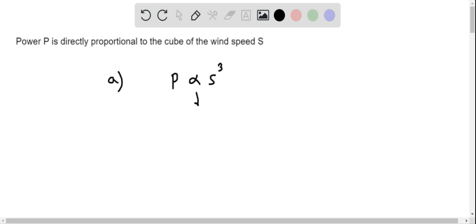Now we can replace this proportional symbol by an equality if we introduce the constant of variation k. So this equals P equals k times S cubed. So this is the required equation.